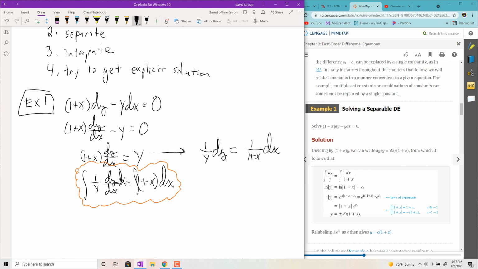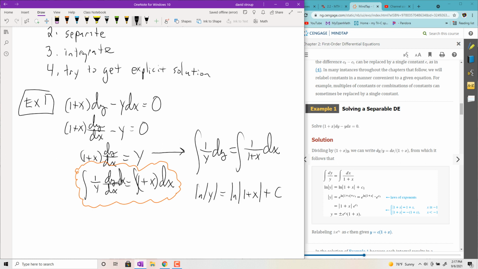Okay. So anyways, once I've literally moved all the y stuff to one side and all the x stuff to the other, then I'm going to integrate both sides. I get the ln of the absolute value of y here. On the right, I get the ln of the absolute value of 1 plus x, and then plus a constant.